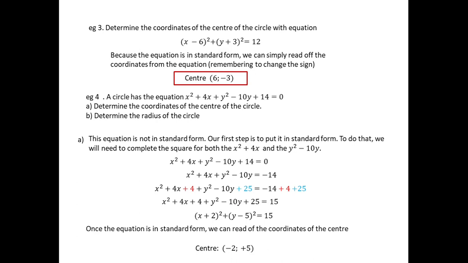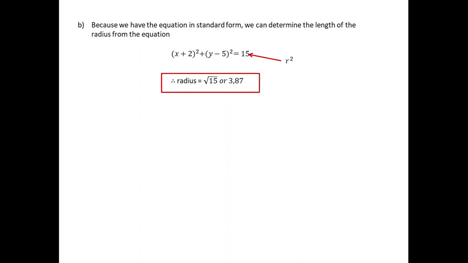Now, question B, we need to determine the radius of the circle. Again, it's easy. This number here is the radius squared. So all we have to do is square root it. Oh, wait, I'm waiting for the red box. Red box complete. Now we can move on to the radius. There it is. That number there is the radius squared, so all I have to do to find the radius is square root it. So it's root 15 or 3,87 and some change. And that is the answer.